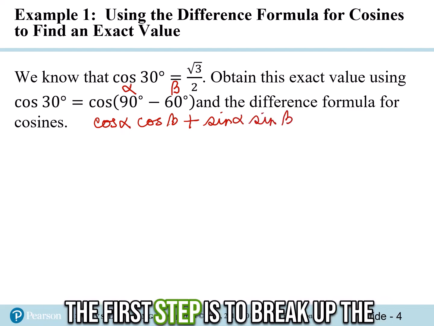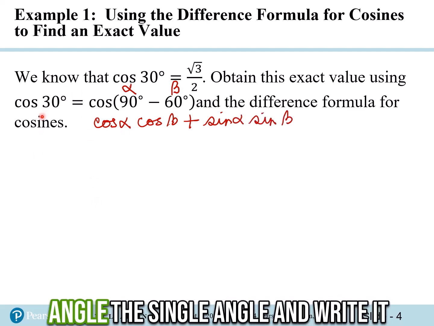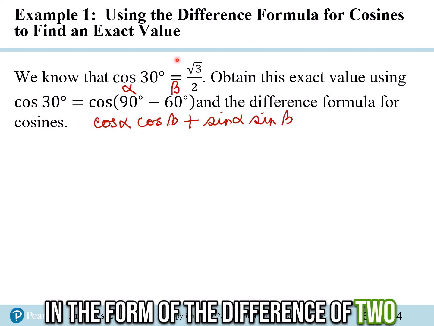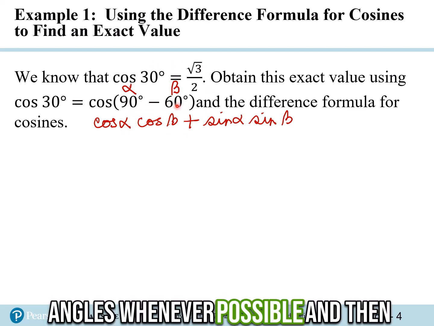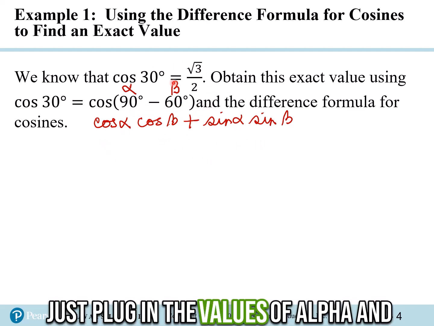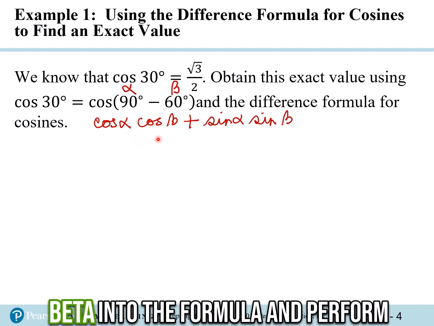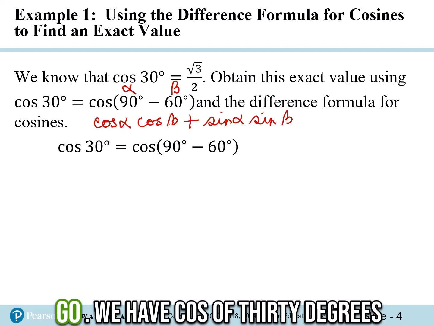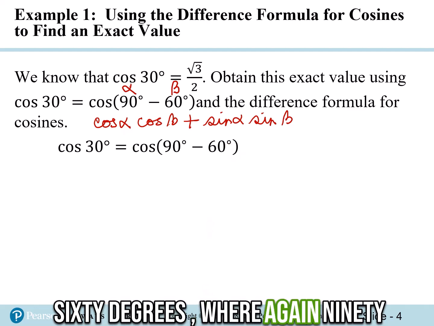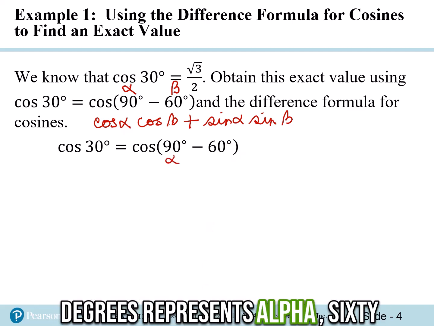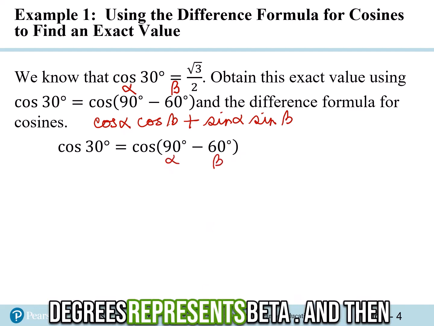Therefore, the first step is to break up the single angle and write it in the form of the difference of two angles, preferably using special angles whenever possible, and then just plug in the values of alpha and beta into the formula and perform the calculation. So here we go. We have cos of 30 degrees equals cos of 90 degrees minus 60 degrees, where again 90 degrees represents alpha, 60 degrees represents beta.